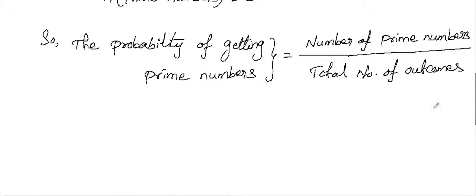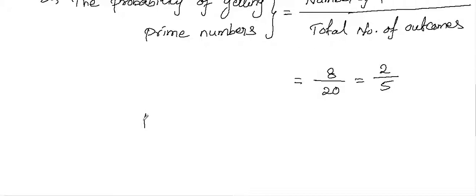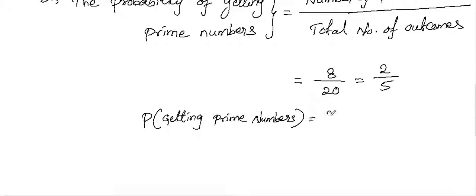Which is 8 divided by 20. So we can simplify this as 4 twos are 8 and 4 fives are 20. So 2 by 5. So the probability of getting a prime number is 2 by 5.